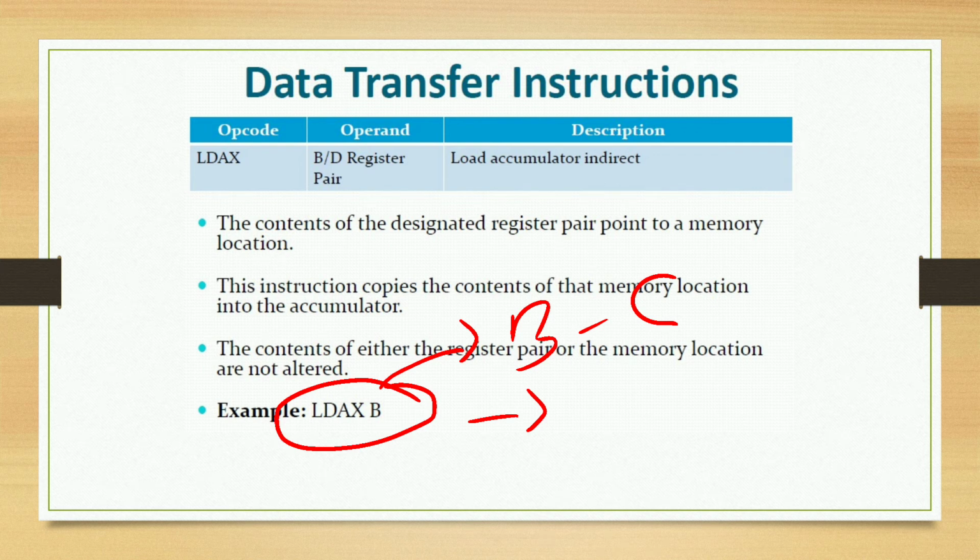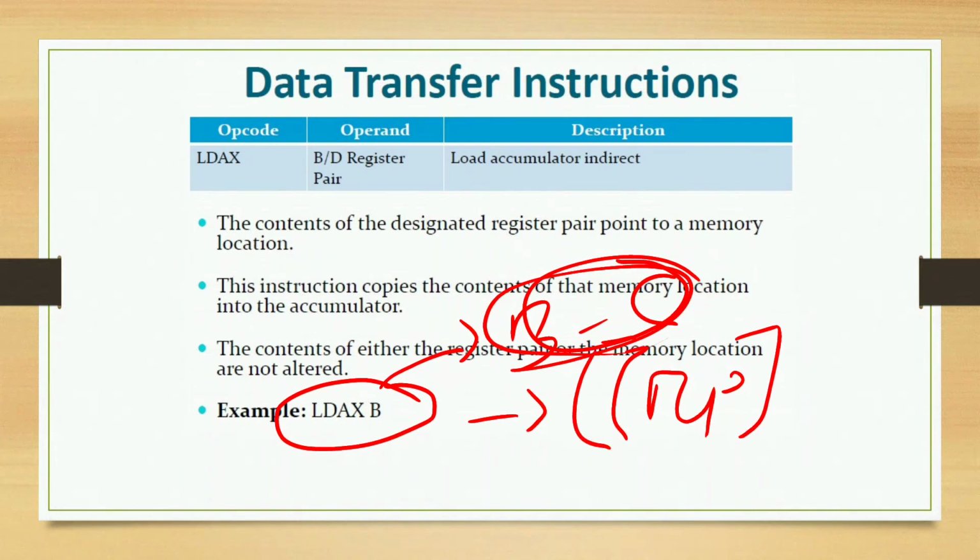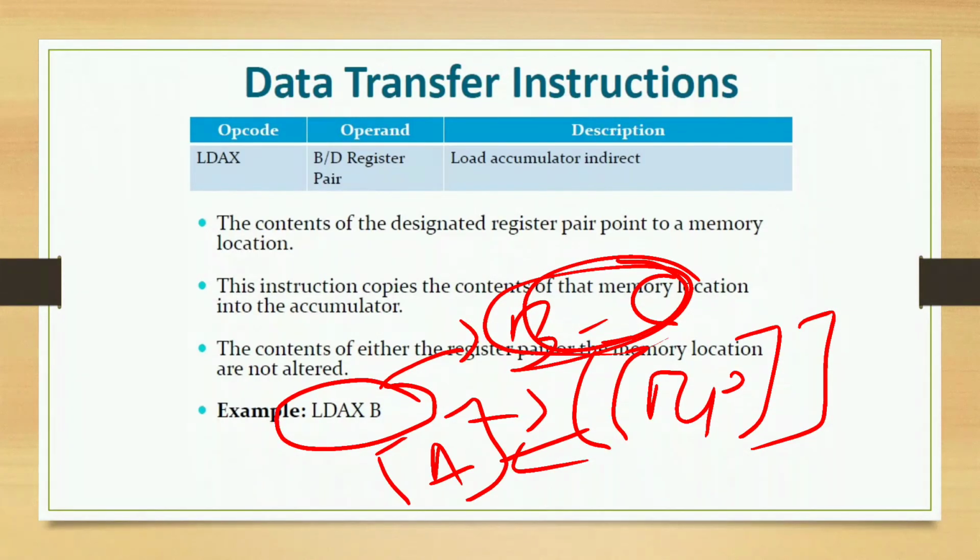LDAX B means LDAX BC pair. LDAX B will load the content of the memory location whose address is in the BC pair into the accumulator. Here the BC register pair address is used, and the content of that memory location is loaded into the accumulator.